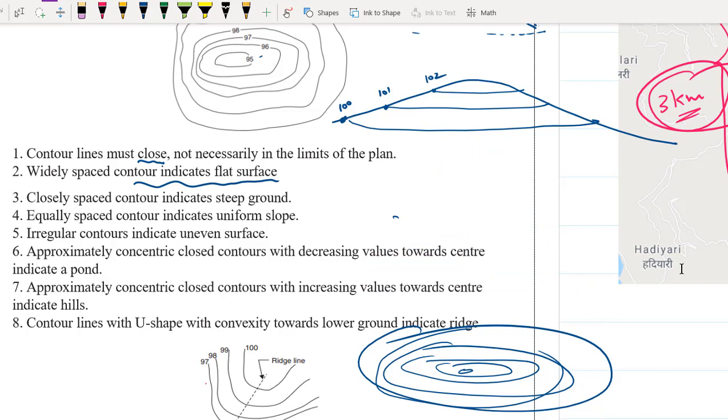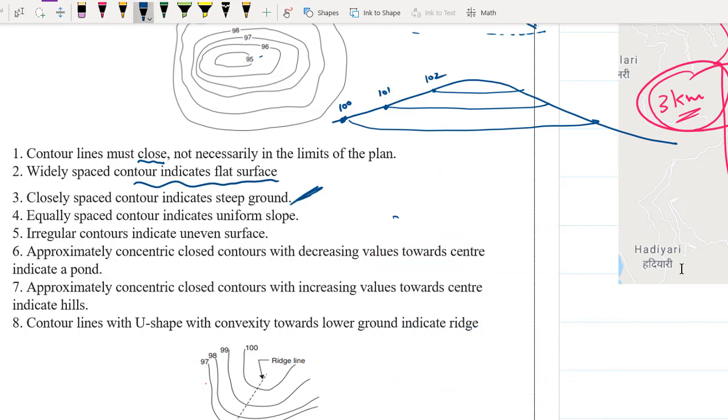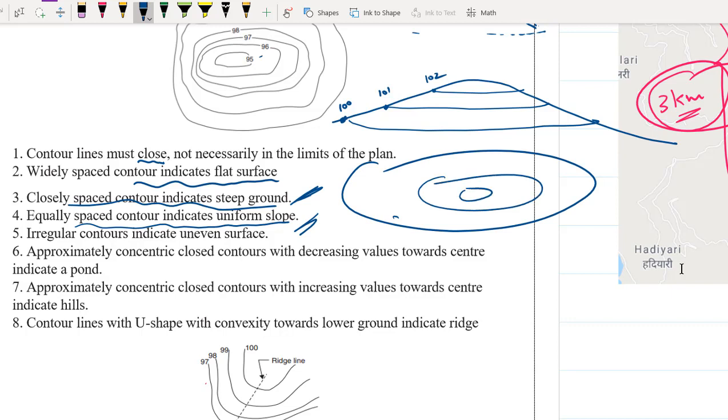So first 3 points you are perfect, right? Closely spaced contour indicates steep ground. Equally spaced contour indicates uniform slope. So if you have something like this, that means this land is uniformly sloped.